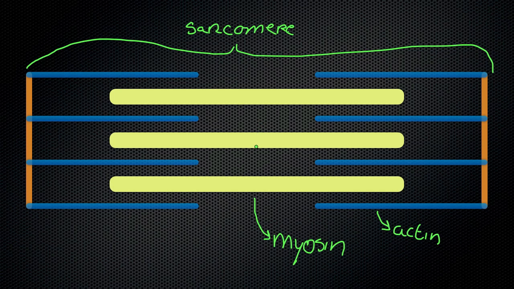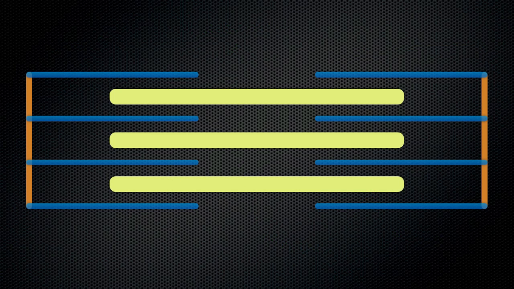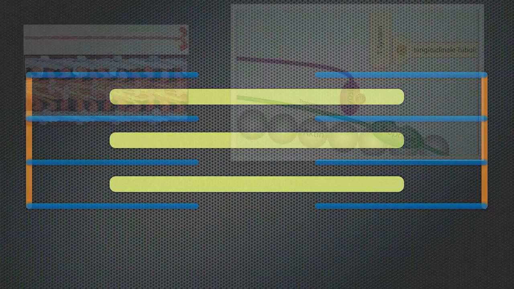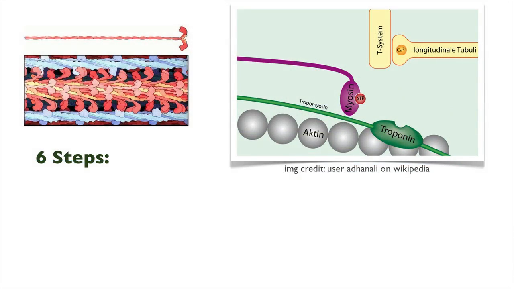Now, the reason we said that this can happen is because on the myosin filaments, we have these heads, and those heads extend and bind to the actin. And when they bind, they kind of flex. So it moves in this direction, and that pulls the actin, shortening the sarcomere. So what we're going to do today is look at the details of what is happening there. So we're going to look at the 6 steps in muscle contraction.